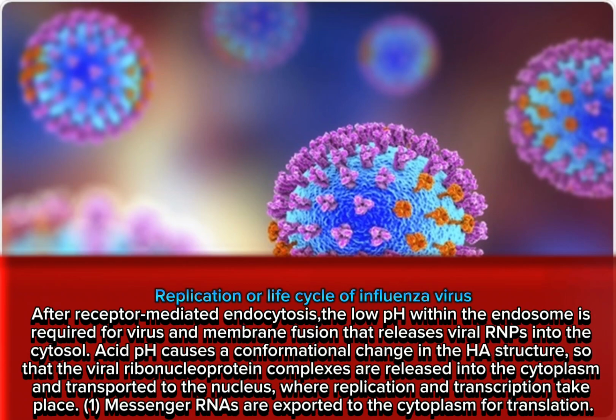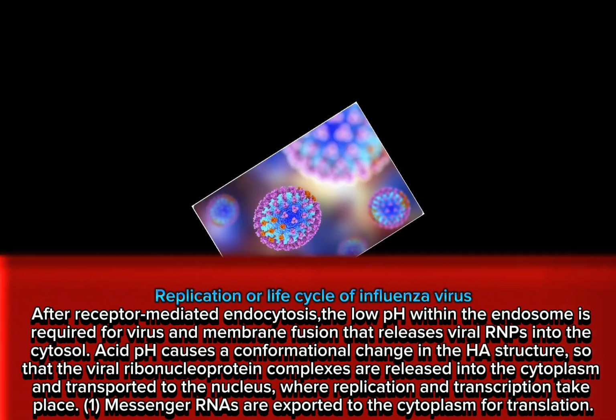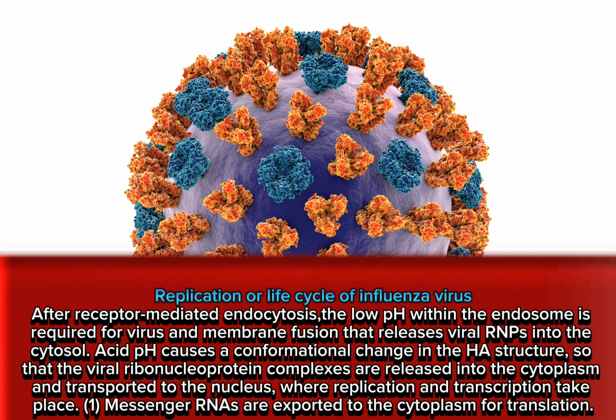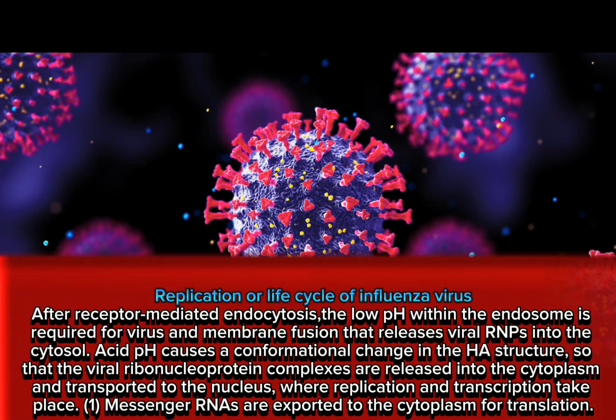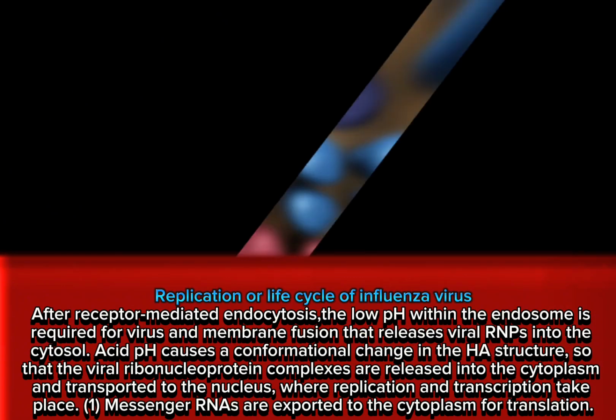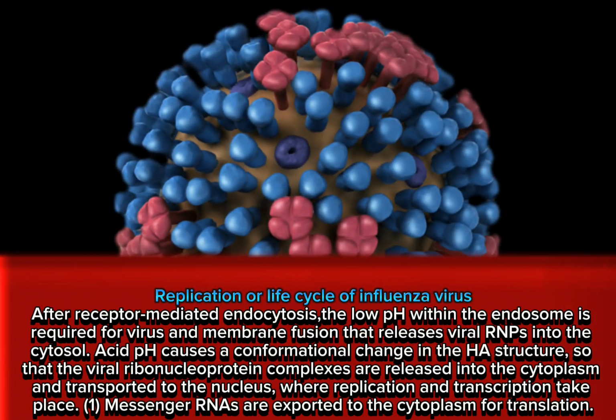Replication or life cycle of influenza virus. After receptor-mediated endocytosis, the low pH within the endosome is required for virus and membrane fusion that releases viral nucleocapsids into the cytosol. Acid pH causes a conformational change in the host structure, so that the viral ribonucleoprotein complexes are released into the cytoplasm and transported to the nucleus, where replication and transcription take place. 1. Messenger RNAs are exported to the cytoplasm for translation.